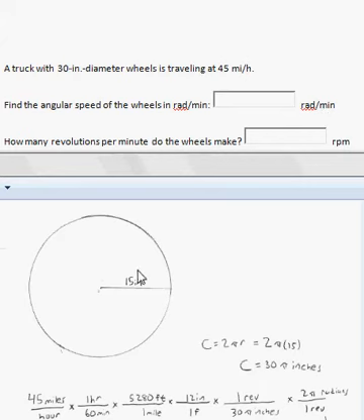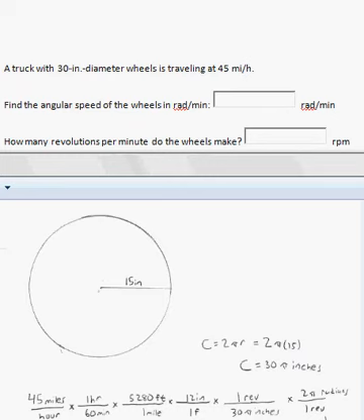So I started by picturing a tire with a 30-inch diameter, which means its radius would be half that, 15 inches. First thing I wanted to find was the circumference of the tire. How far does the car actually have to travel before the tire would make one complete revolution? So the circumference of a circle is 2 pi r. I replaced r with 15 inches. 2 times 15 is 30, so I get the circumference of the circle is 30 pi inches.